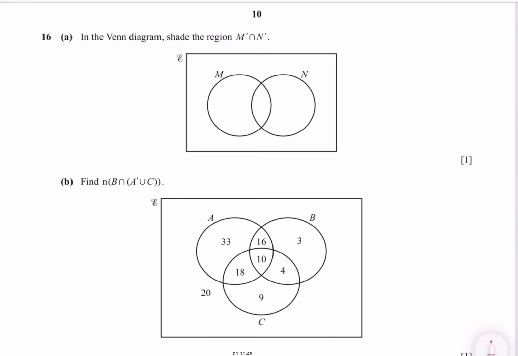And N complement means all the values other than N. Other than N means the values outside the circle N. And both are intersecting, so M complement intersection N complement would be all the outside area shaded. That will represent M complement intersection N complement.